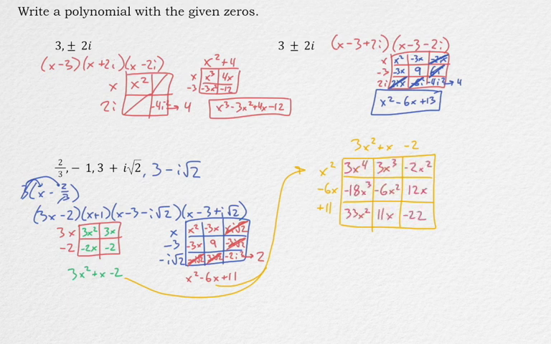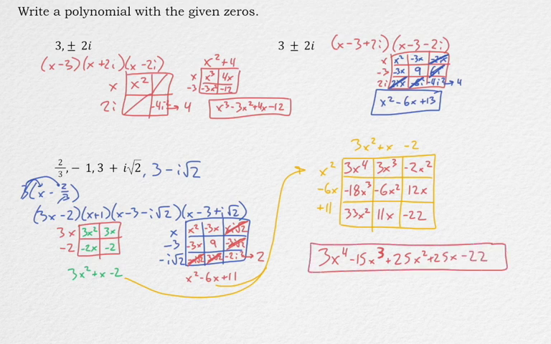But try it on your own and then just double check your answers with mine, and now let's just combine like terms. So 3x to the fourth minus 15x to the third. I have 3 terms here that are all quadratic, so 33 minus 6 would be 27, minus 2 more would be 25, so plus 25x squared. Let's make this look a little bit more like a cubed. 11 plus 12 is 25x, and then minus 22 at the end, and that's your final answer.